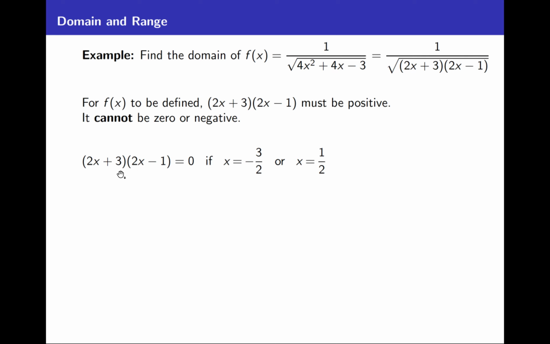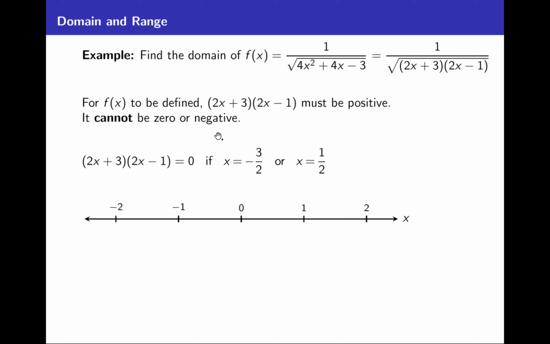It's easy to tell what values of x make this product equal to 0. (2x plus 3)(2x minus 1) is equal to 0 if x equals negative 3 halves or x equals 1 half. You can see that from the factored form here. So those two values of x are definitely not in the domain of our function f. They're not allowable values.